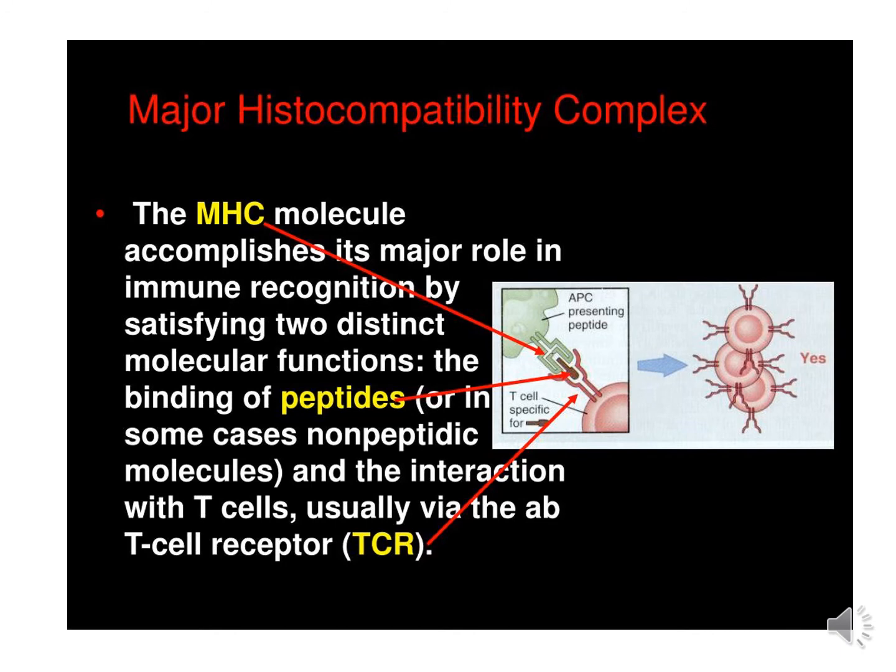The MHC molecule accomplishes its major role in immune recognition by satisfying two distinct molecular functions: the binding of peptides, or in some cases non-peptidic molecules, and the interaction with T cells, usually via the antigen-specific T cell receptor, TCR.